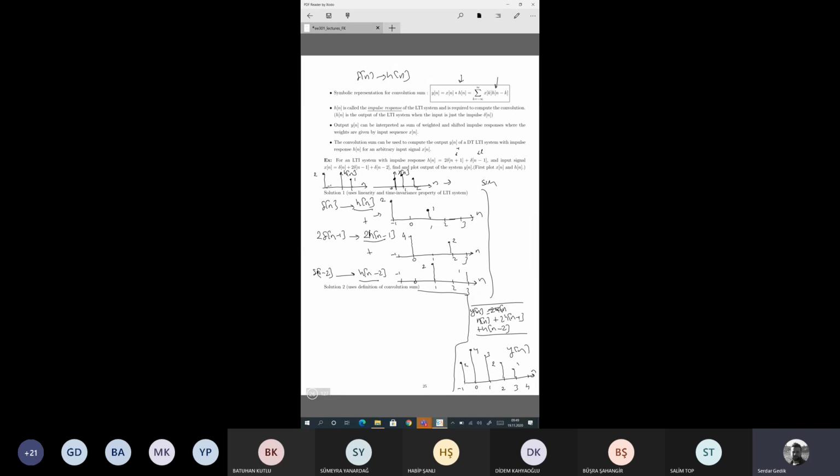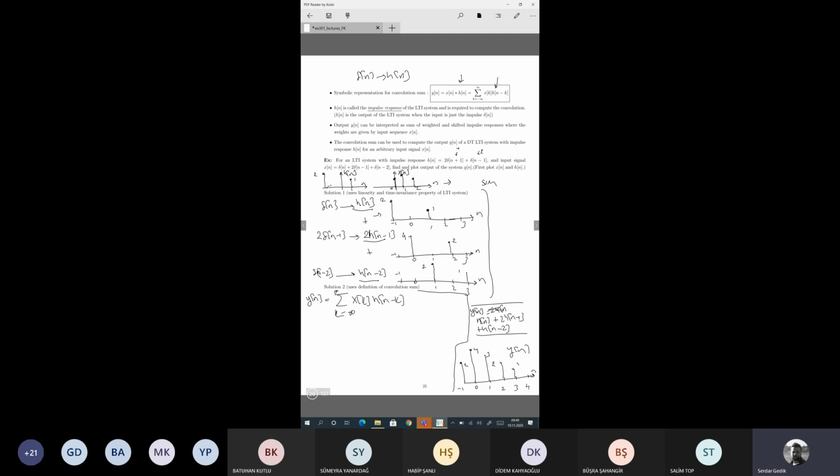So what about the second case? In the second case, I will directly use the formal convolution sum. So the convolution sum tells me that if you have x of n and h of n, y of n is simply the sum over k from minus infinity to plus infinity, x of k, h of n minus k. So this is my very, very basic relationship.